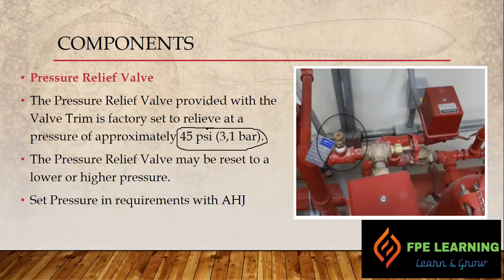But this value we can reset in the field, right? This PRV may be reset to a lower or higher pressure, right? How you are going to reset this one, I am going to make another very short video regarding the components of that. We have to loosen this one, and if you go anti-clockwise or clockwise, the pressure will go higher or lower. We have a data sheet for that one from Tyco. You can easily refer to that one.